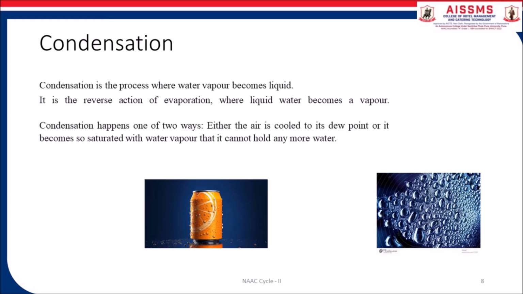The next stage is condensation. Condensation is the process where water vapor becomes liquid. It is the reverse of evaporation, where liquid water becomes a vapor. Condensation happens in one of two ways: either the air is cooled to its dew point, or it becomes so saturated with water vapor that it cannot hold any more water.